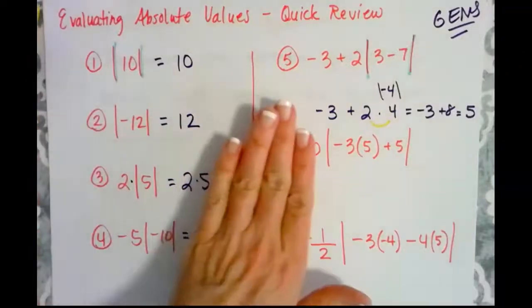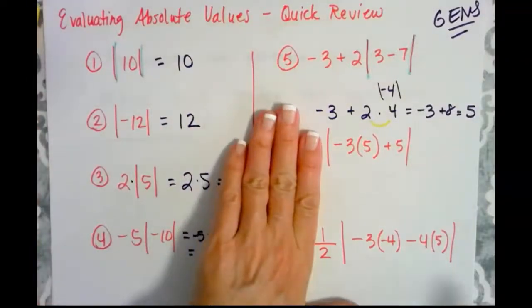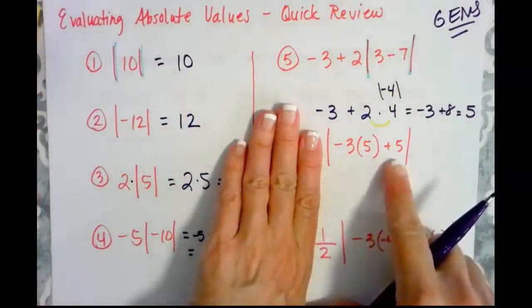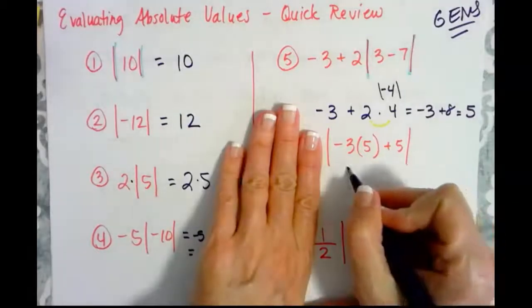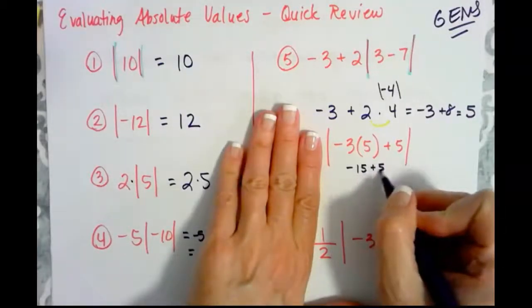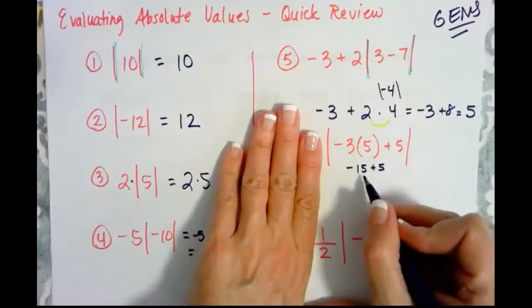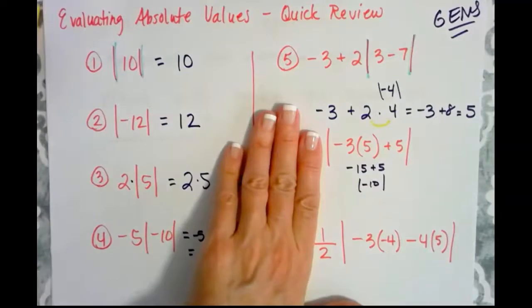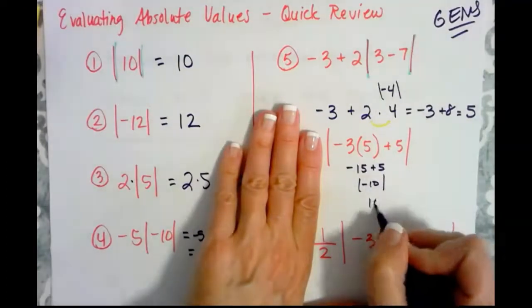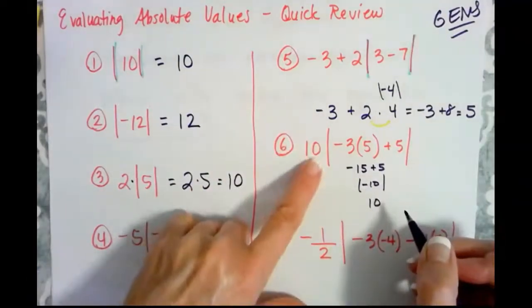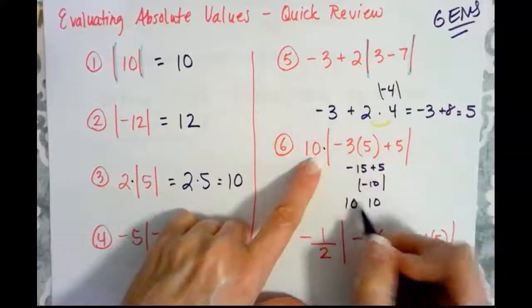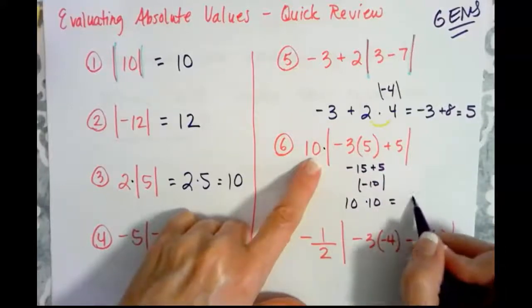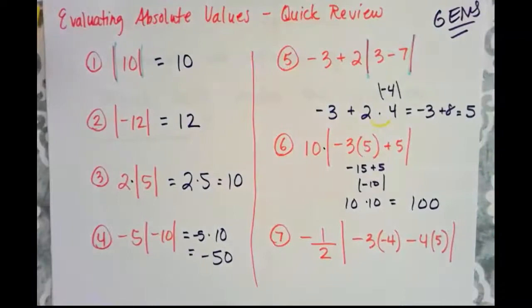Again, keep going inside the absolute value bars. So inside the absolute value bars, first we need to multiply. Then we're going to add. -15 plus 5 is -10. Then we are going to take the absolute value, which is 10. And we will multiply that by the 10 that's on the outside, 10 times 10, and get 100.